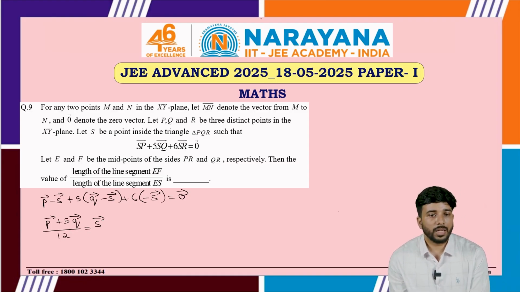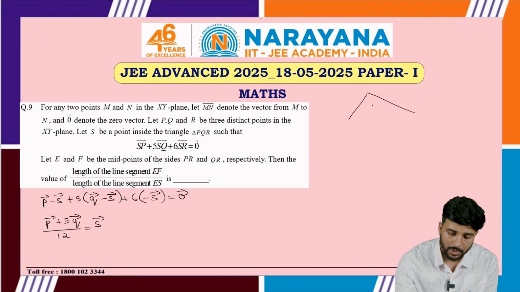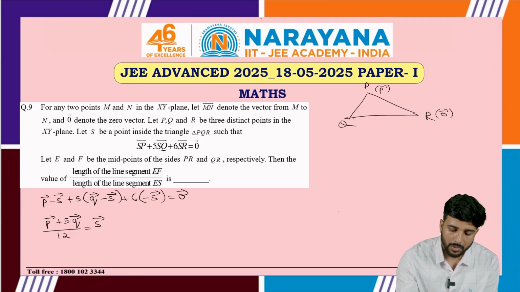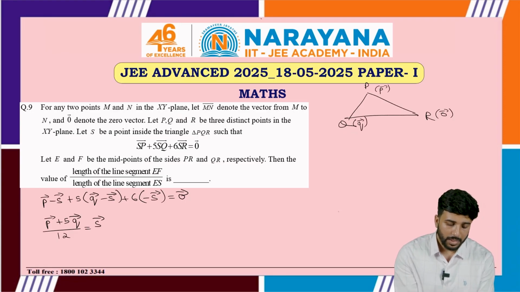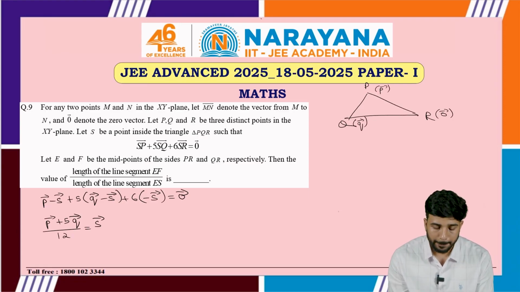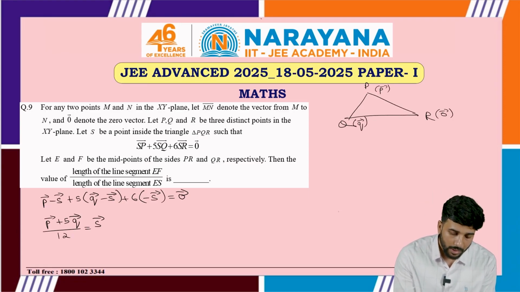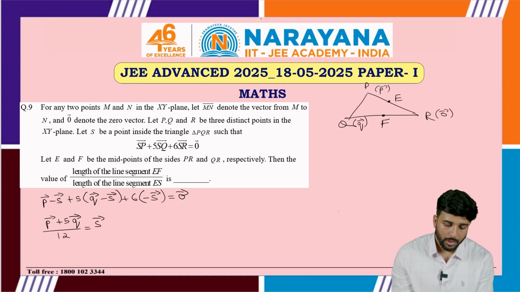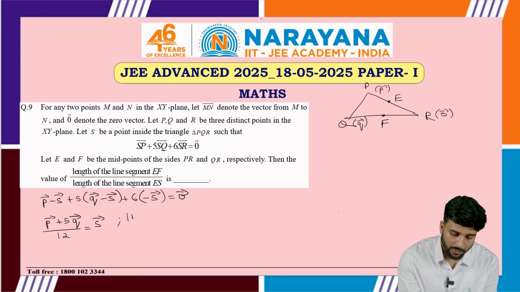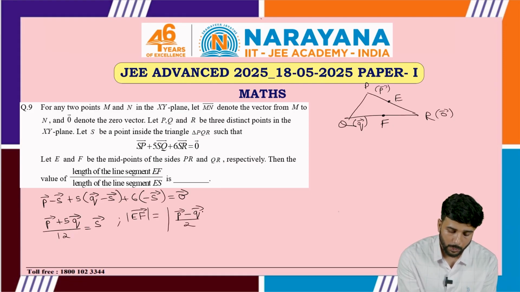Now he's saying E and F are the midpoints of, let me draw the diagram first, R, P, Q. So this I'm taking as origin, this will be P bar, this will be Q bar, and he gave S as (P plus 5Q) by 12. Then E and F are the midpoints of PR and QR. So what will the length of the segment EF be? Modulus of (P minus Q) by 2.